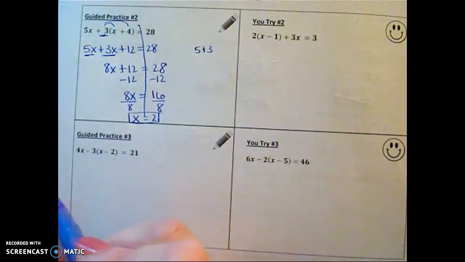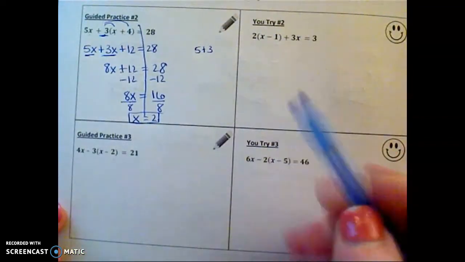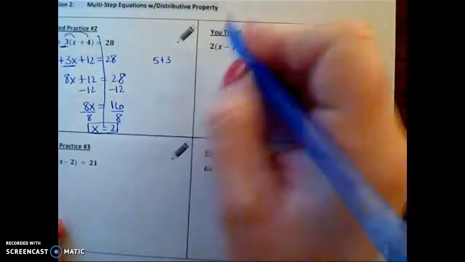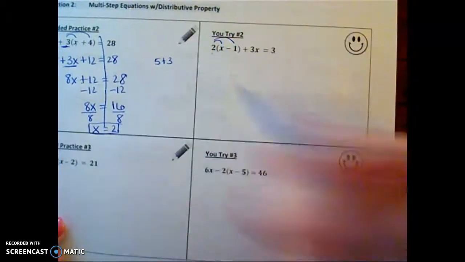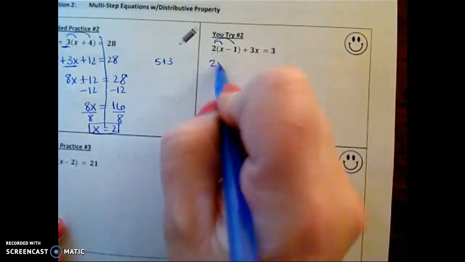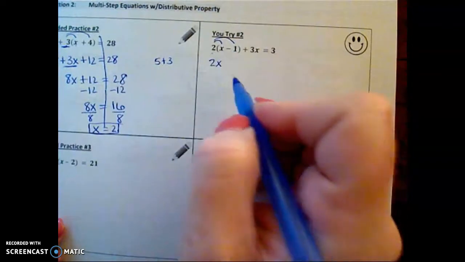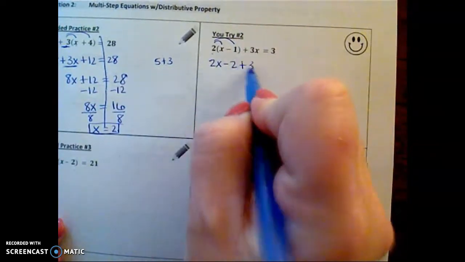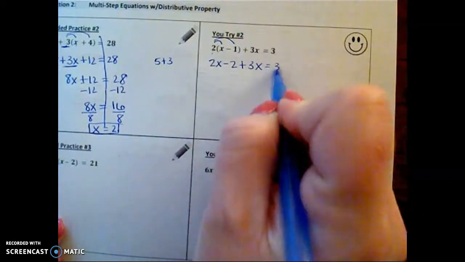Go ahead and pause the video and do the you try number 2 and restart it when you're finished. Alright, so you should have distributed the 2 times the x and the negative 1. That would give me 2x. 2 times negative 1 is negative 2, so that's minus 2, plus the 3x equals 3.